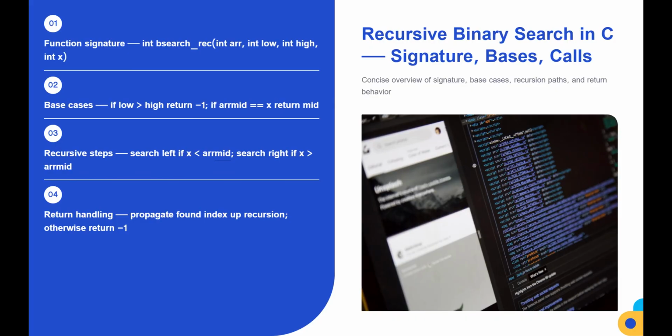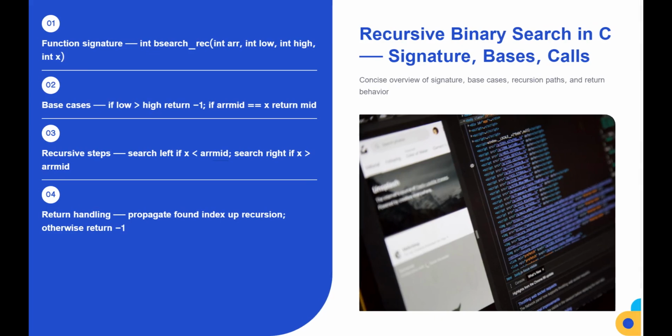Base cases: if low is greater than high, return minus 1. If array of mid equals x, return mid. Recursive steps: search left if x is less than array of mid, search right if x is greater than array of mid. Return handling: propagate the found index up the recursion, otherwise return minus 1.